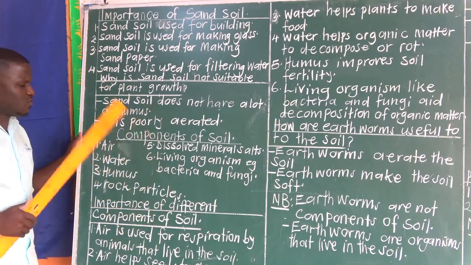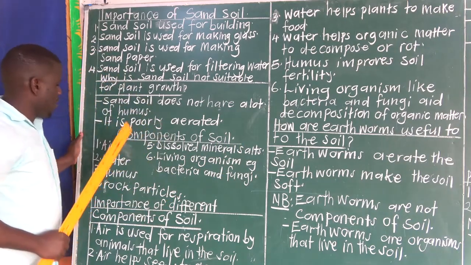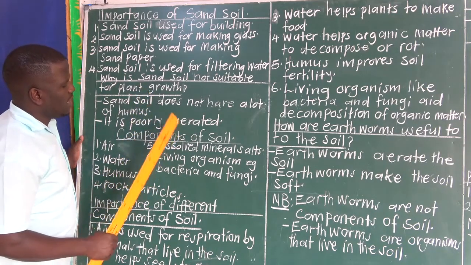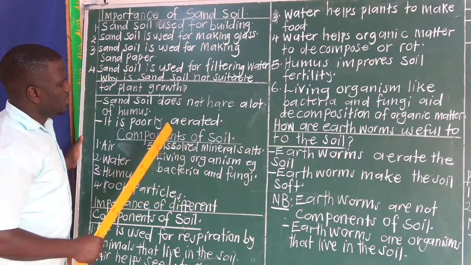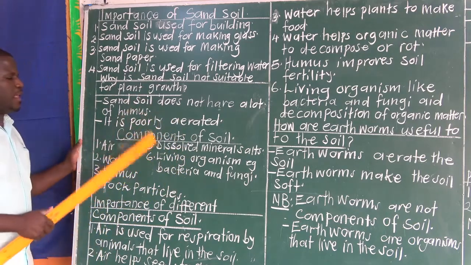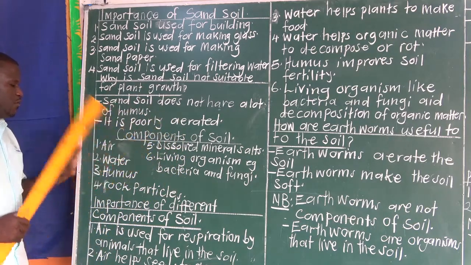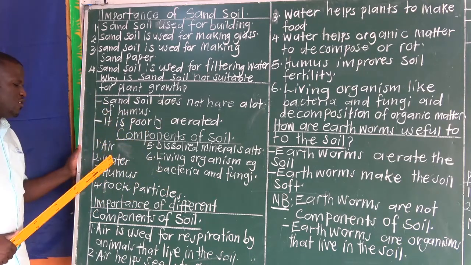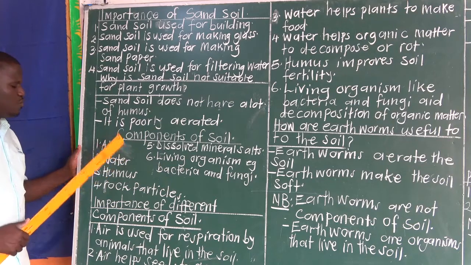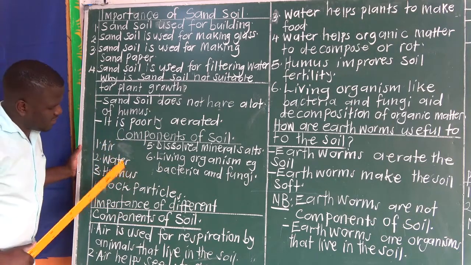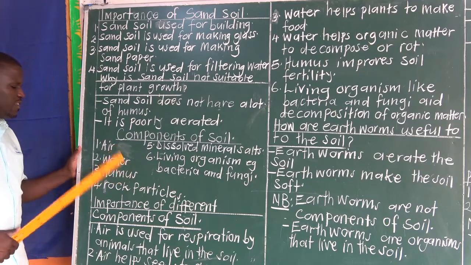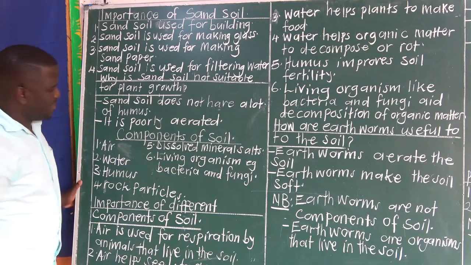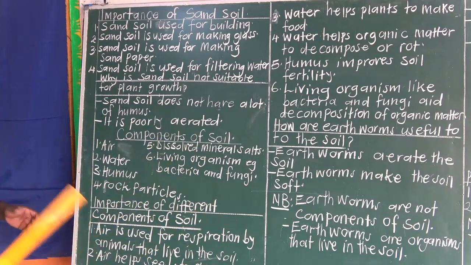So we have 6 components of soil: air, water, humus, rock particles, dissolved mineral salts, and living organisms. These dissolved mineral salts improve soil fertility. Water helps in germination, and water can also help plants to make their own food. Humus also helps to improve soil fertility. Then air helps seeds to germinate. So that's how these components of soil are useful.